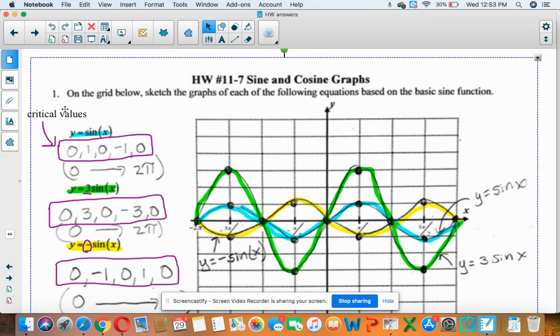So in question 1, I have y equals the sine of x. That's the light blue graph that's right here. That graph goes through the origin (0, 0). And the critical values for that are 0, 1, 0, -1, 0. So those are all the values from 0 to 2 pi. Basically, there's one full cycle or one wave between the point 0 and 2 pi.